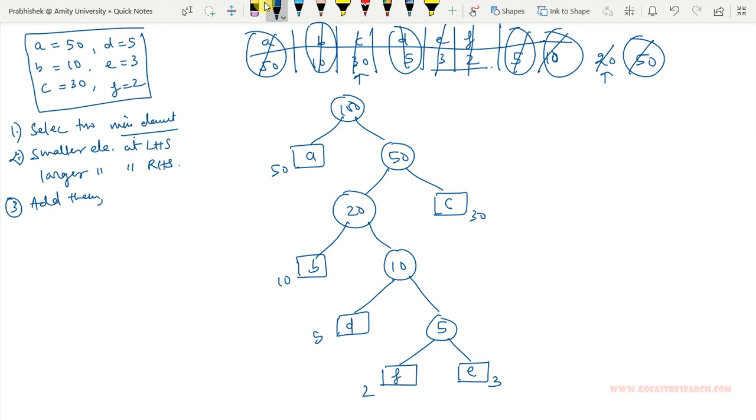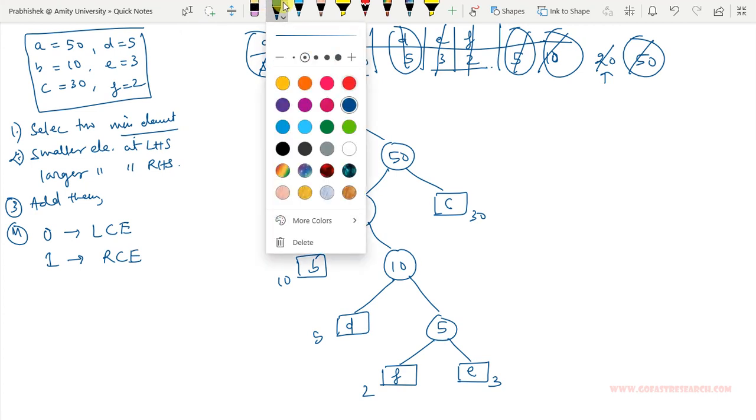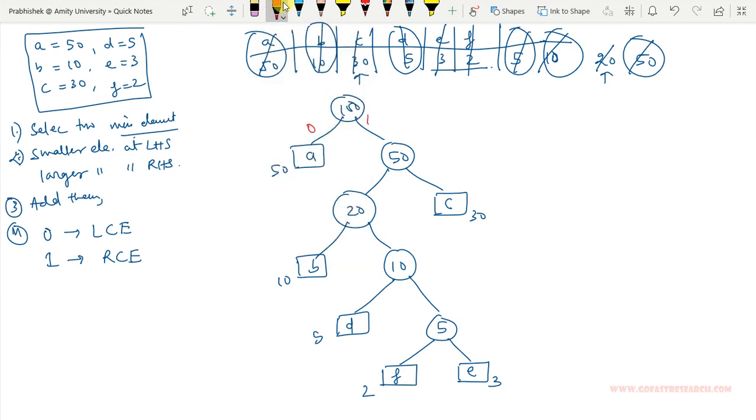Then what is the next step of the algorithm? The next step is that I will assign 0 to the left child edge, and I will assign 1 to the right child edge. Okay, 0 and 1 on each pair of edges. I have done this.